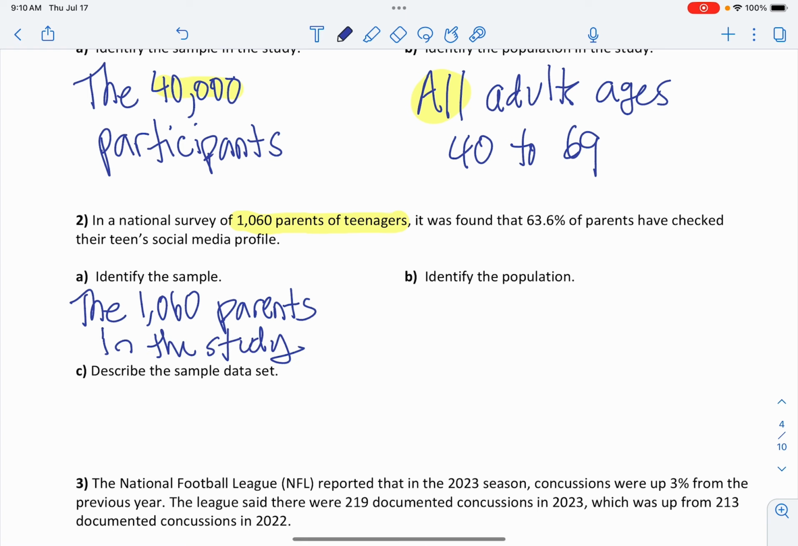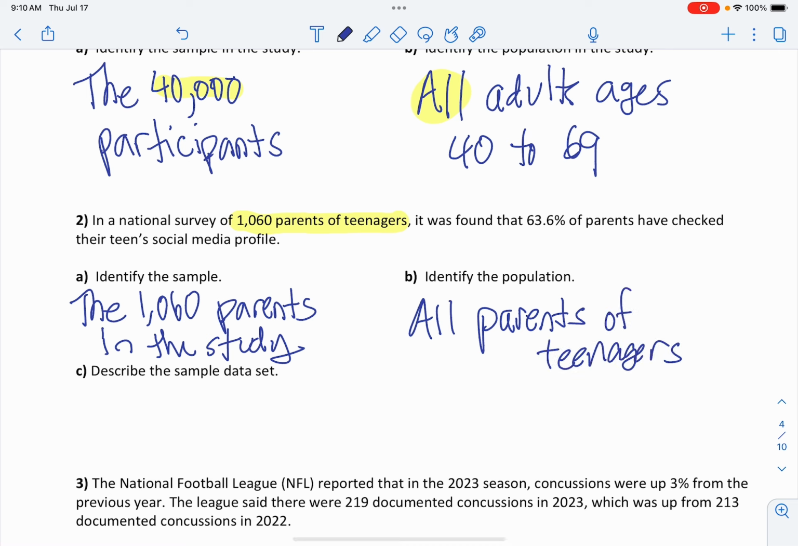Okay. Now the population is always a larger group, right? What do those 1,060 parents represent? So that's when we use the word all. All parents. And I wouldn't want to stop there because we're not talking about all parents. Specifically, we're talking about all parents of teenagers. That's important. Right? The sample is not representing parents of toddlers, for example.